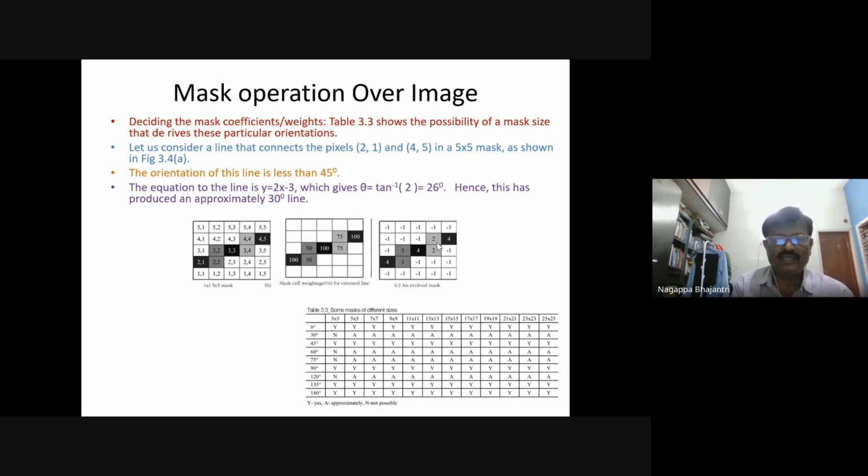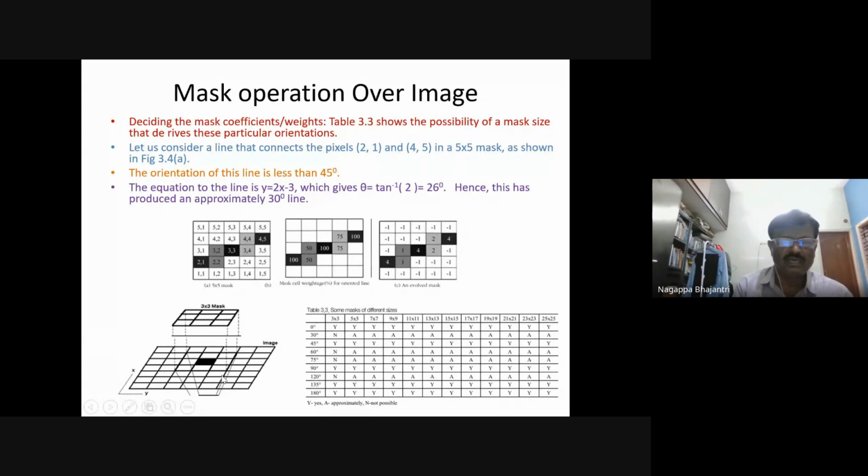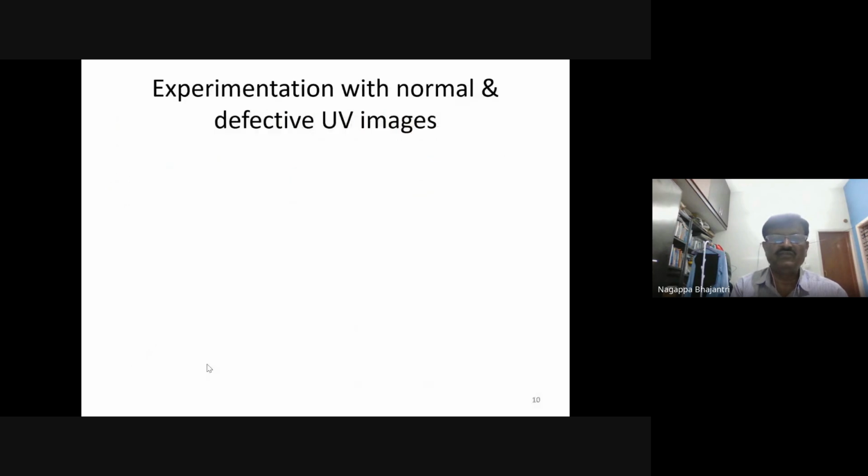The equation of the line is y equals mx plus c. So we have a tan inverse up to 26 degree. Hence this produces the 30-degree line approximately, not accurately. So we have the model here: the image with x and y direction. We place a mask over the image and it is computed, and after computing, the central pixel gets affected. That will show the information of the defect portion, if there is one, right?